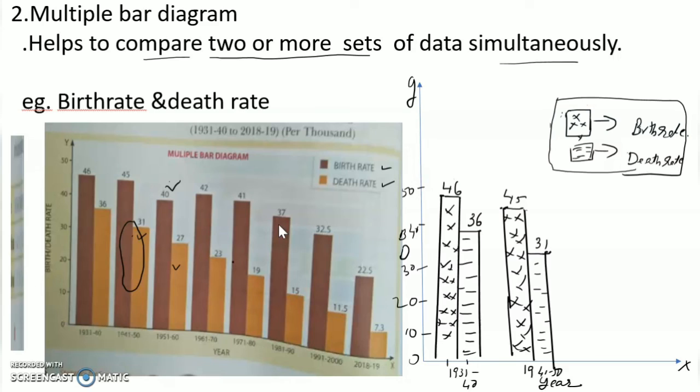So this is one set of data, and the spaces between these bars are equal, and the width is also the same. The width of all the bars is the same, and the space between the sets of bars is also the same. That is the other important thing that you have to keep in mind.